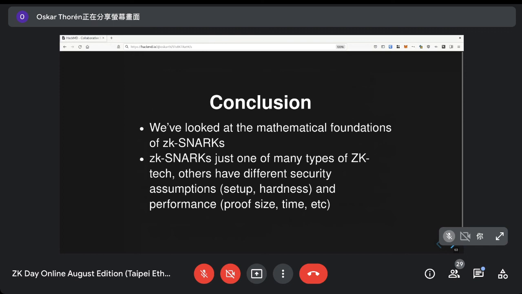And zk-SNARKs is just one of many types of zero-knowledge proofs. There are others that have different security assumptions, whether you need a setup or not, what the underlying computational hardness problem is, the discrete log problem or something else, as well as performance, so proof size and time and so on.